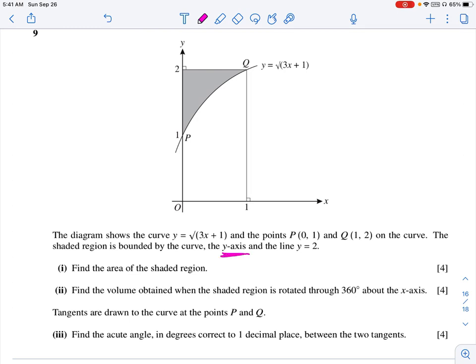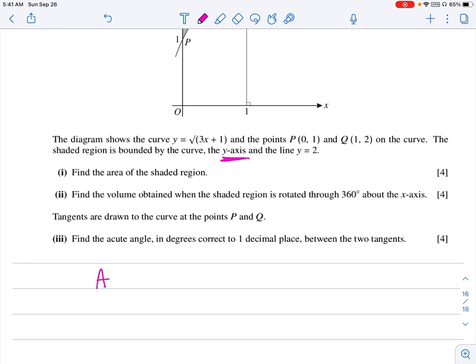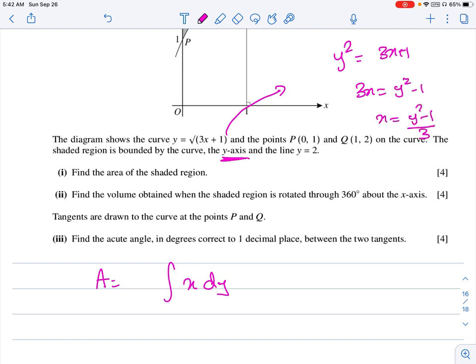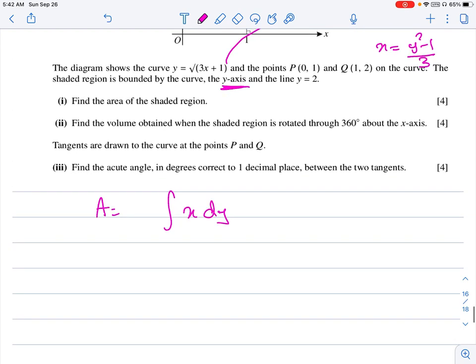Now it is with respect to the y-axis. Whenever it is with respect to the y-axis, the area will be the integral of x dy. No need of pi, that is for volume. So I have to find out the value of x first. So y squared is equal to 3x plus 1. 3x is equal to y squared minus 1. X is equal to (y squared minus 1)/3. Because it is with respect to the y-axis, the formula will be the integral of x dy. The integral of x is now (y squared minus 1)/3 times dy.